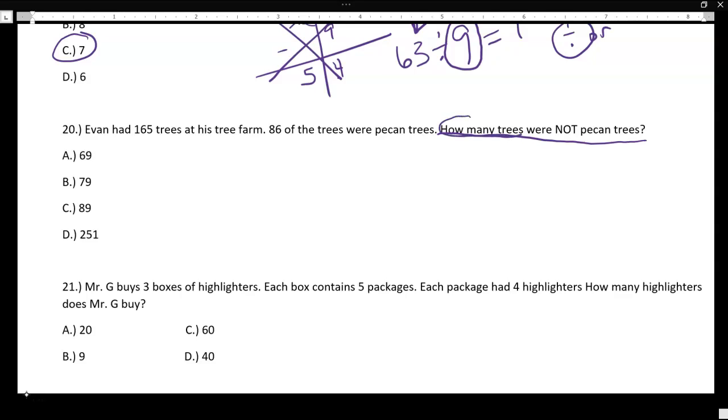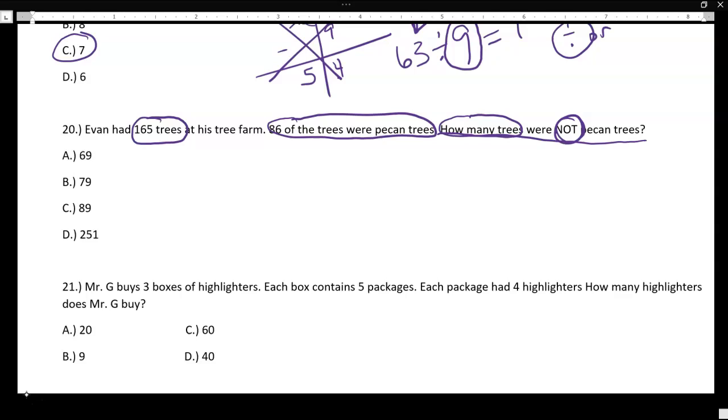How many trees were not pecan trees? Circle important information in the problem. Evan had 165 trees at his tree farm. 86 of the trees were pecan trees.